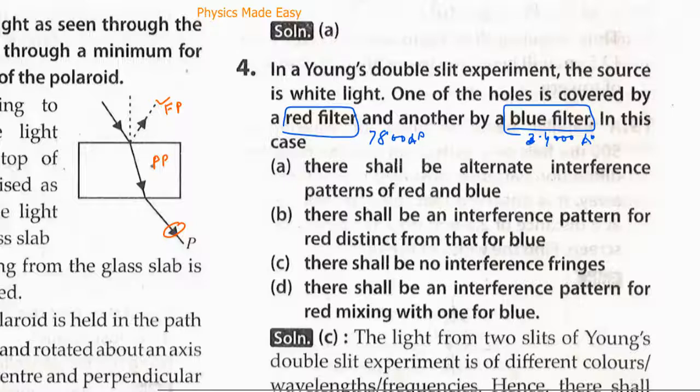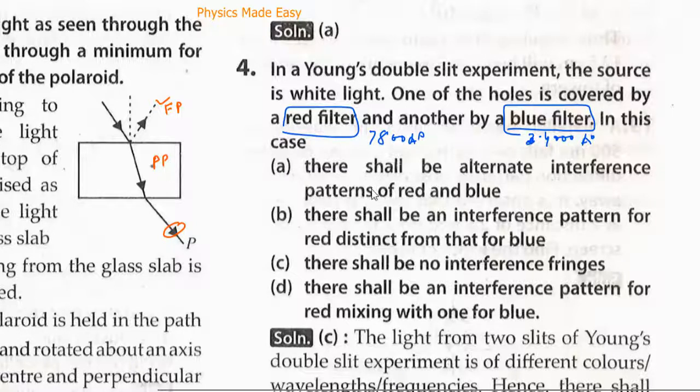And for coherence to take place, for coherent sources, frequencies should be the same, and there should be a definite phase difference. But here the very first factor, that the frequency should be the same, has been violated. Now let us read the choices.